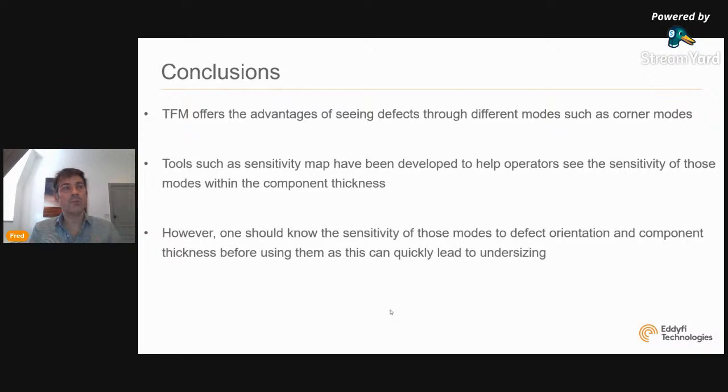But I really want to put some stress here: you really have to know the limits of those modes. They are highly sensitive to defect orientation and to component thickness. So before using them, you really have to know your components and the preferential direction of your defect. Otherwise, it's going to lead quickly to undersizing, and undersizing is not permitted per code.